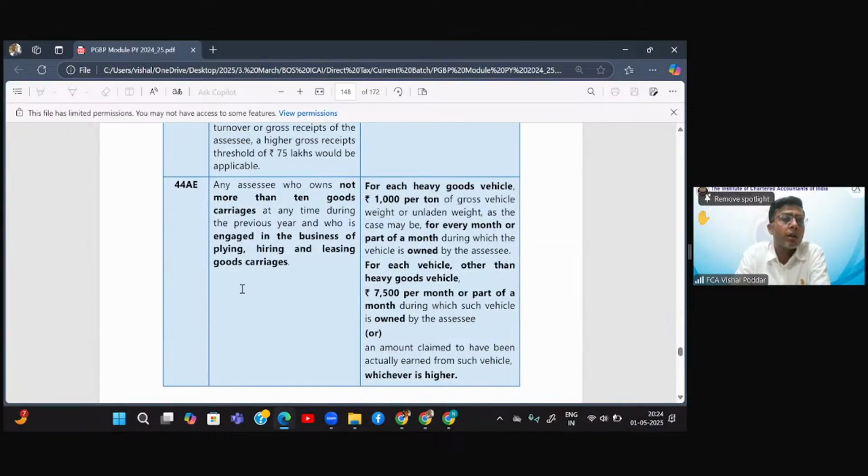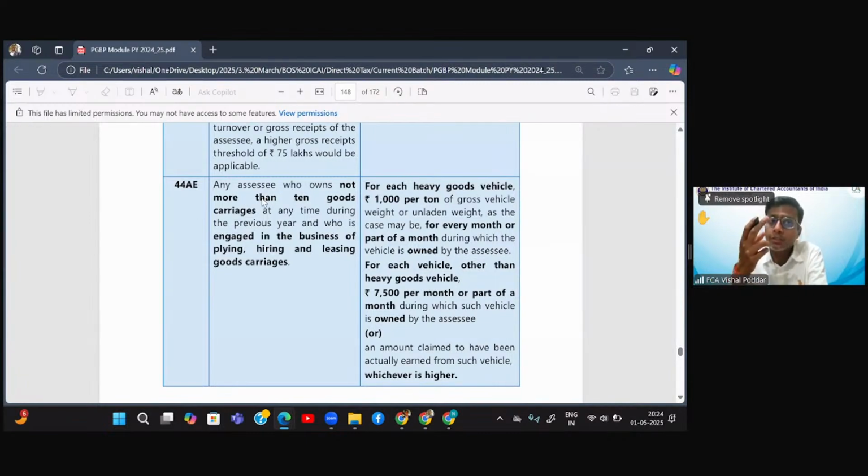where you are in the business of goods transport. That is, you are in the business of plying, hiring, or leasing goods carriages. These are the technical words. In simple words, you see on the roads there are trucks, small vehicles, five-wheelers, the chota hathi, the tempos. All these people fall in 44AE. What is the condition? Who will fall in 44AE?